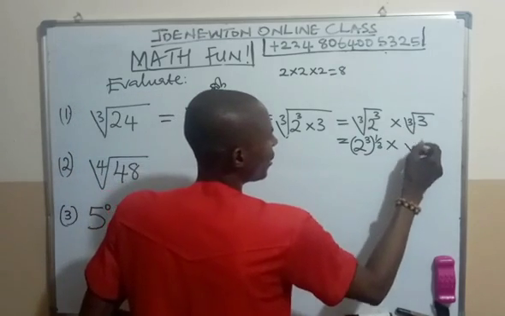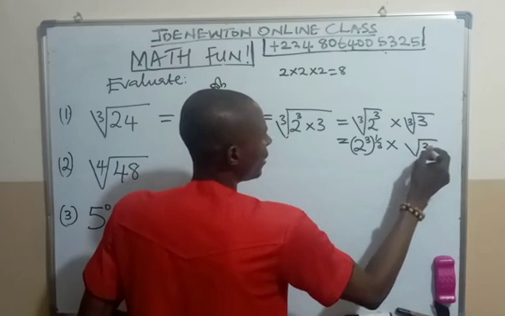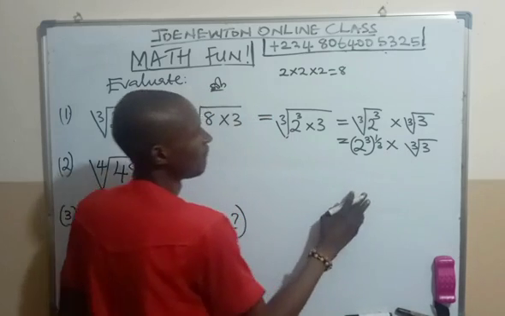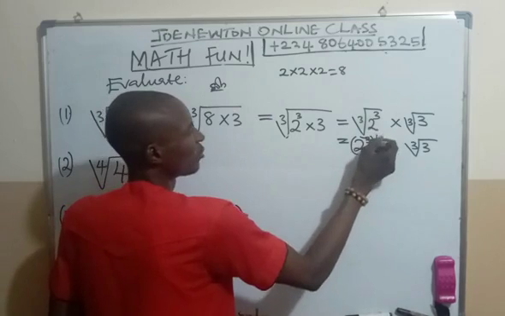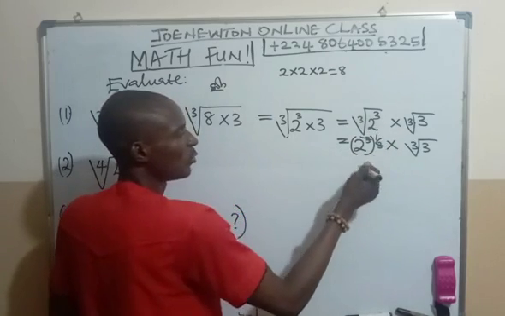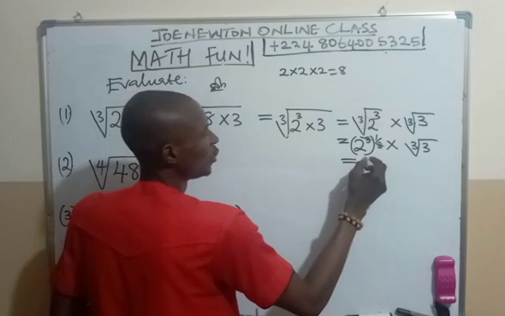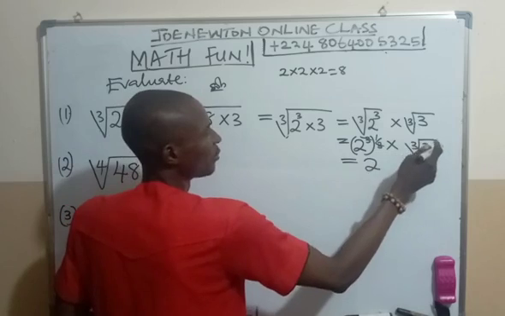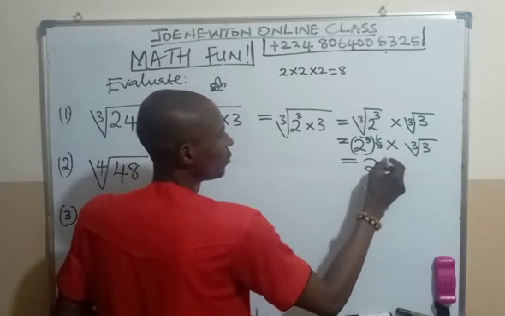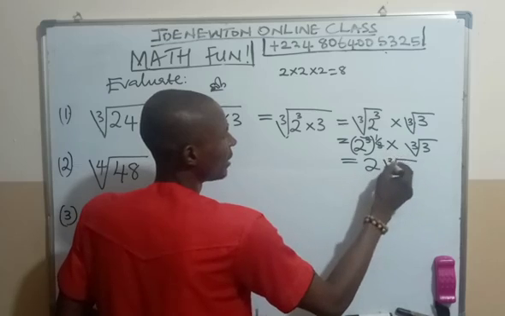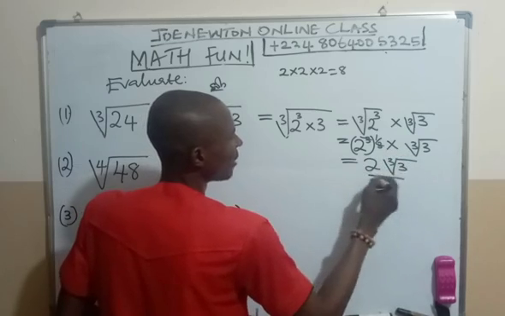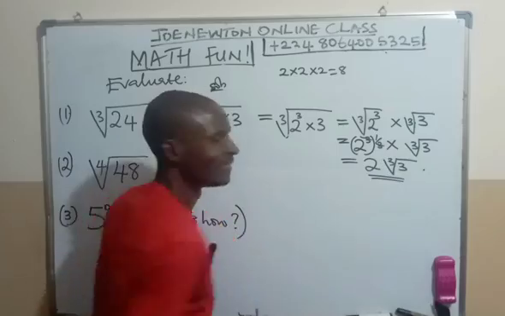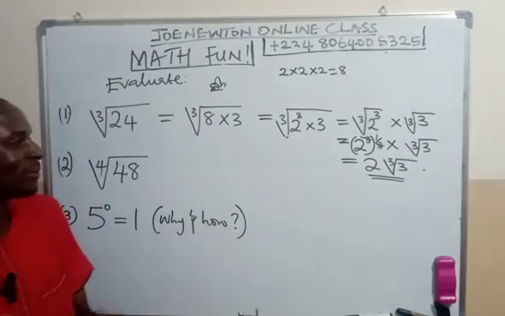Times cube root of 3. Then you have 3 cancel 3 here, remaining 2 raised to power 1, which is 2. So we are left with 2 times cube root of what? 3. So we are left with 2 times cube root of 3. This is our answer. Wow, so you can see it is possible.